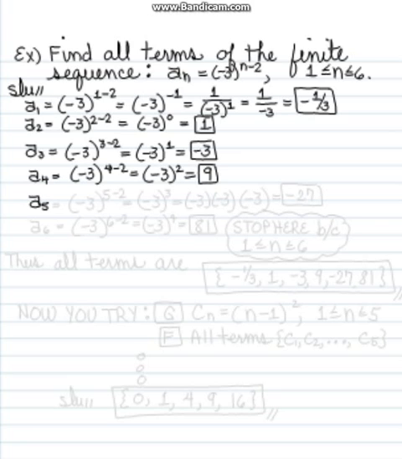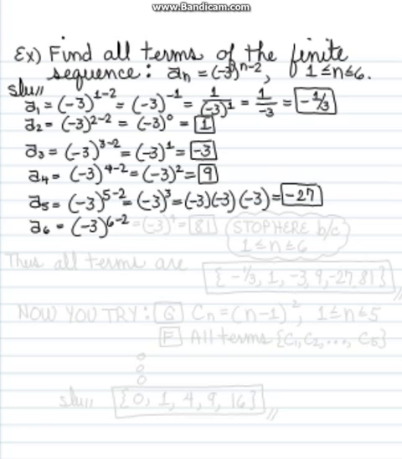-3 to the second is positive 9, because -3 times -3 is positive 9. Now the fifth term, 5 minus 2 is 3, so it's -3 times -3 times -3. That turns out to be -27. And the last term, now the reason I know this is the last term, because the indices only run from 1 to 6 in the given information. N is the index, and it only runs from 1 to 6. So this is the last one. A sub 6 equals -3 to the 6 minus 2, so that's to the 4th power. That's an even exponent of a negative base. The answer is going to be positive 81.